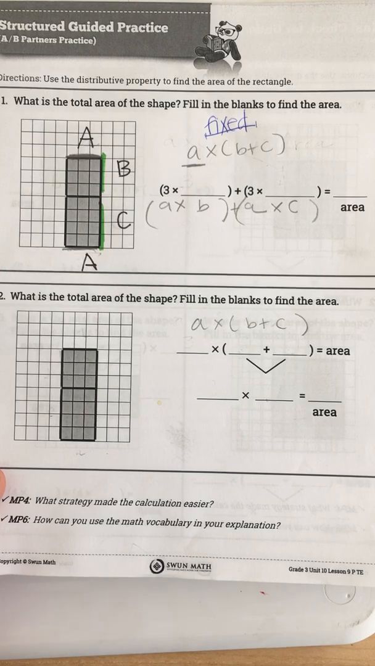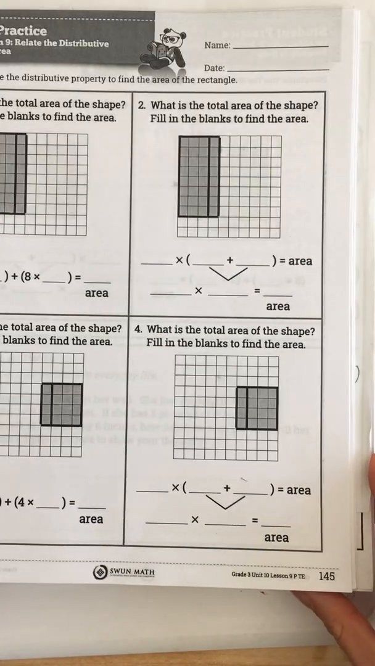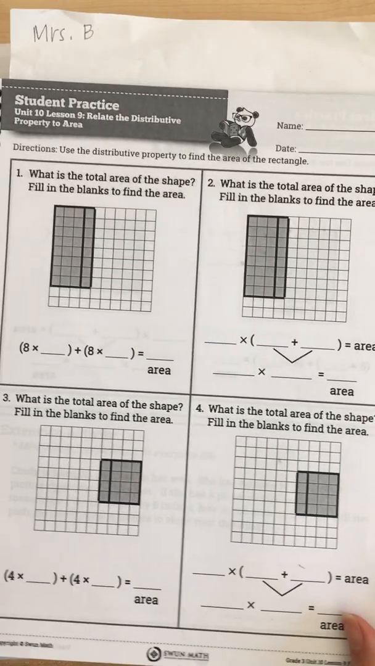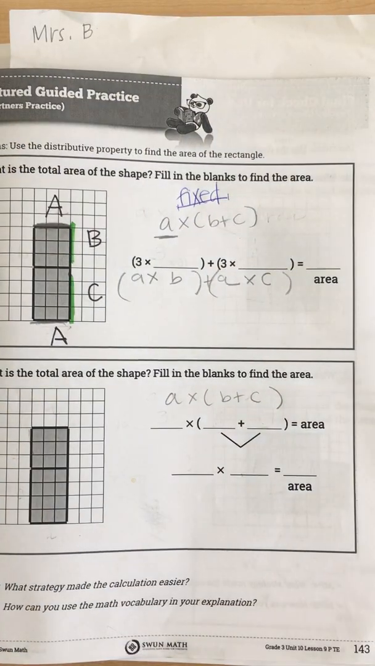All right? So I want you to try that on your own, and I want you to go ahead and do page 86. It's 86 in your book, the student practice page. I'm here if you need me. I know this is a little tricky, but you can do it. Okay, you can do it.